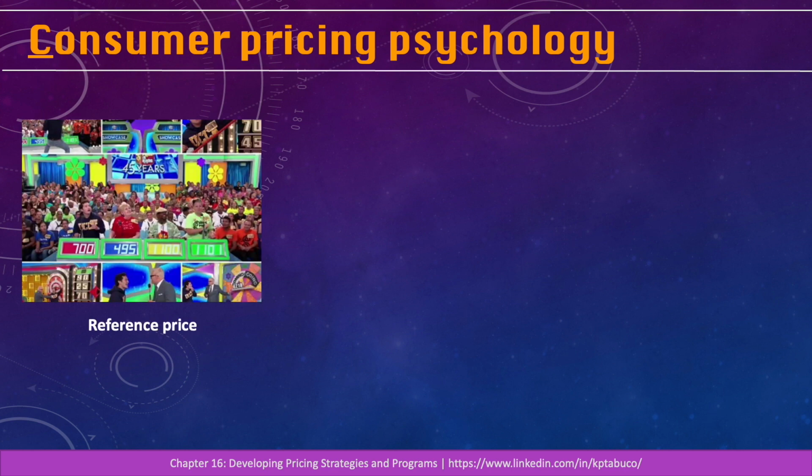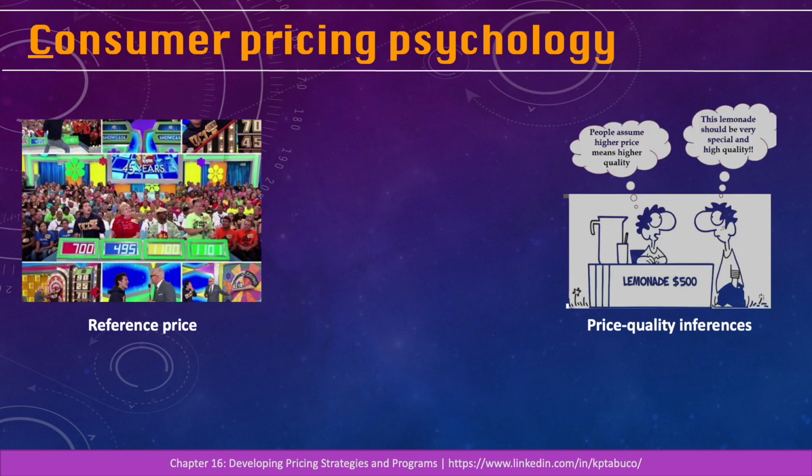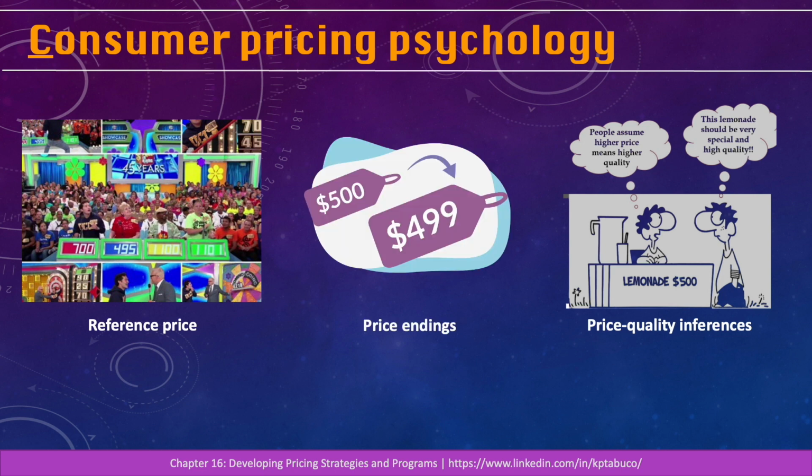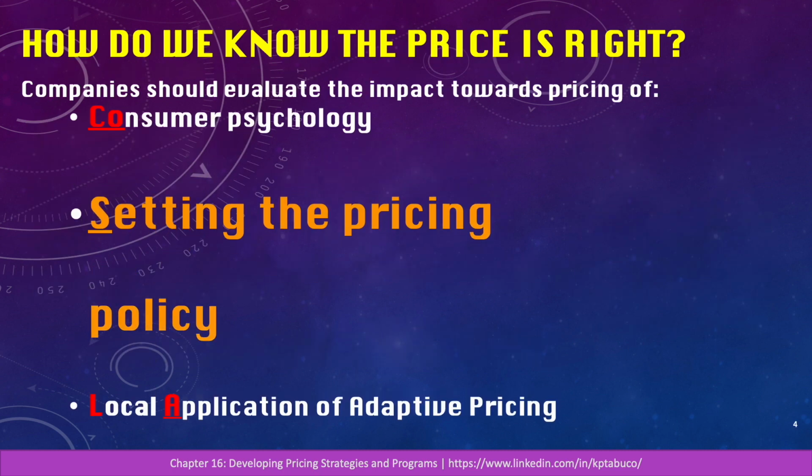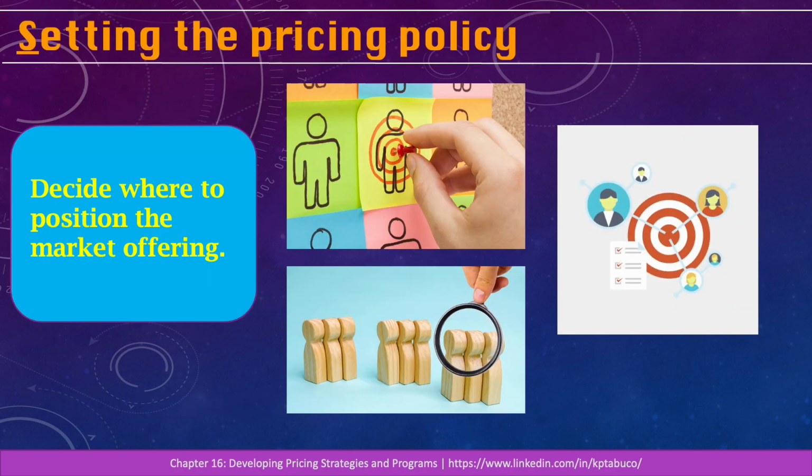In the game show The Price is Right, contestants' answers differ because we have our own internal reference price. The human brain perceives a higher price to mean high quality, and we tend to think that 99 pesos is much cheaper than 100 pesos. Having understood consumer pricing psychology, we should then set the pricing objectives by first deciding where to position our market offering.